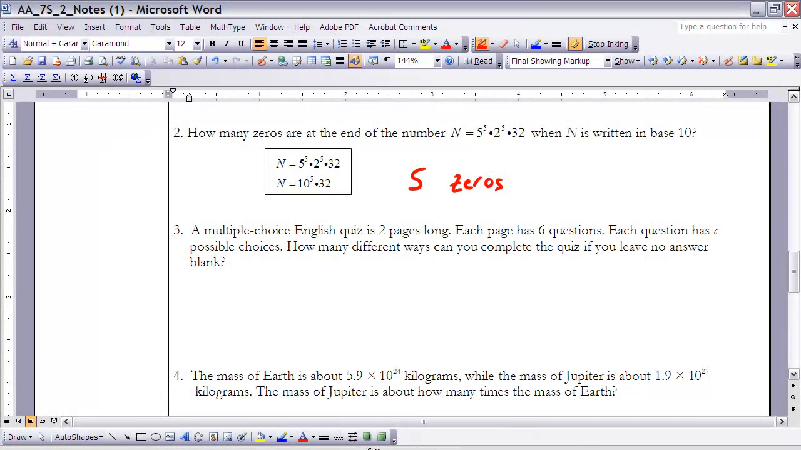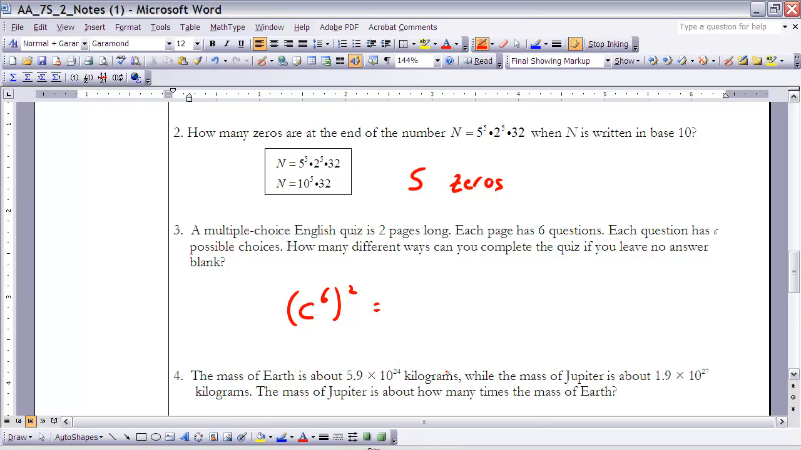So let's take a look at number 3 here. If you think about that, we have 2 pages, 6 questions on each page, and each question has C possible choices. So each page has 6 questions, and the different ways that I could answer questions on any given page would be C to the 6th power. And since there's 2 pages of questions with the same 6 questions, I can raise that to the 2nd power.